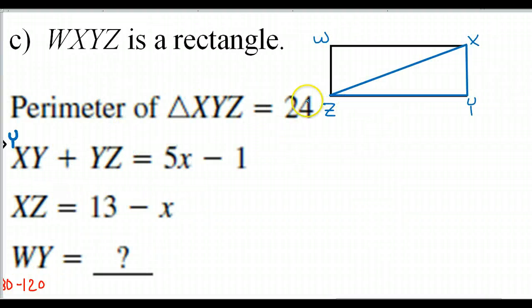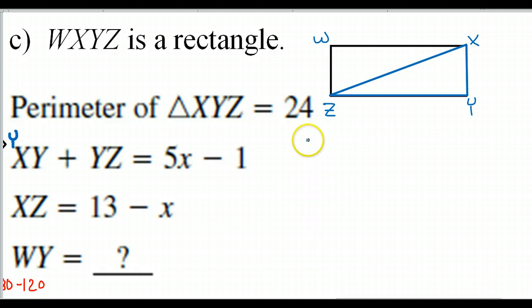We are being asked to consider the perimeter of triangle XYZ is 24. So look, we're talking about this triangle, not the whole rectangle, the perimeter of just the triangle XYZ is 24. So what does perimeter mean? Perimeter means what you get when you add up all the sides.